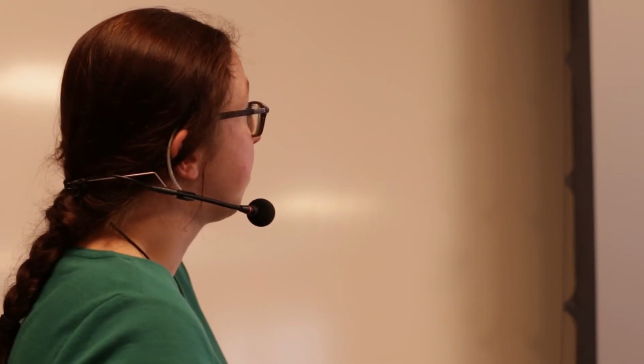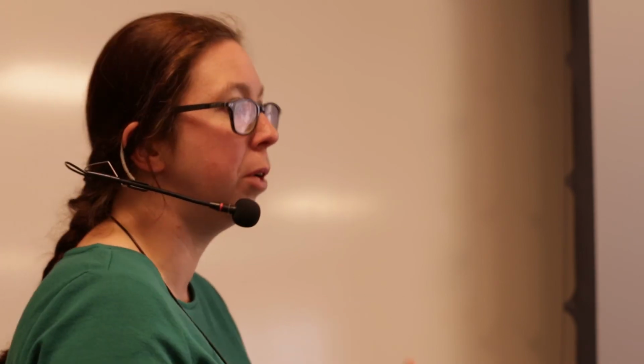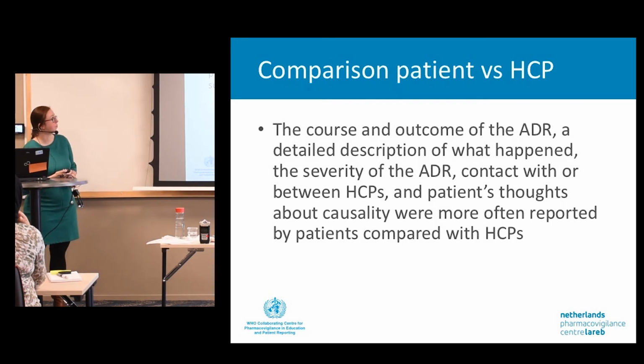And subjective elements of information for the patients is the more elaborate narrative that they send you, where they explain to you how they experience the ADR. So what the impact on their life was, on their quality of life, for instance. But also there were some objective elements. For instance, the weight and the height of the patient is something that patients will tell you and can be useful in some reports, and you won't get that from healthcare professional reports.